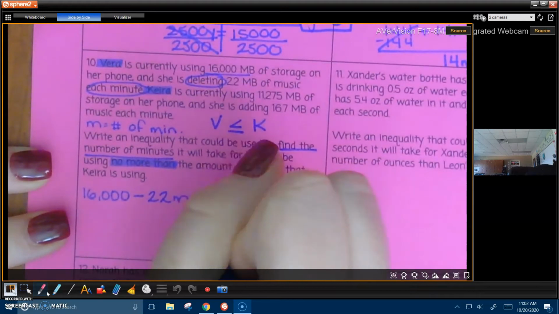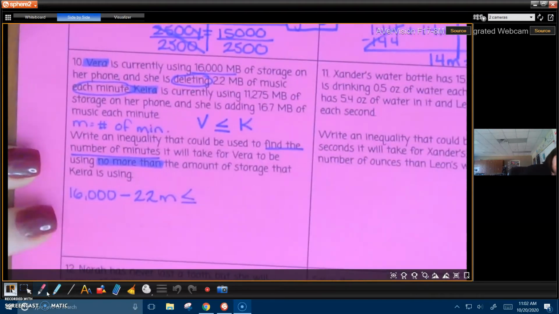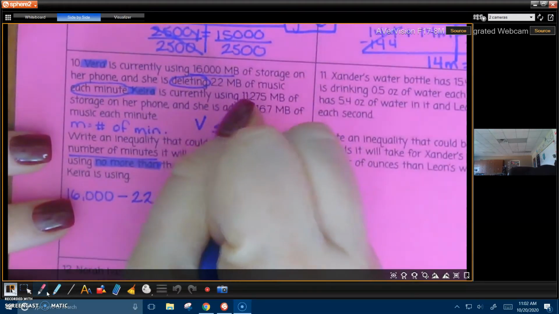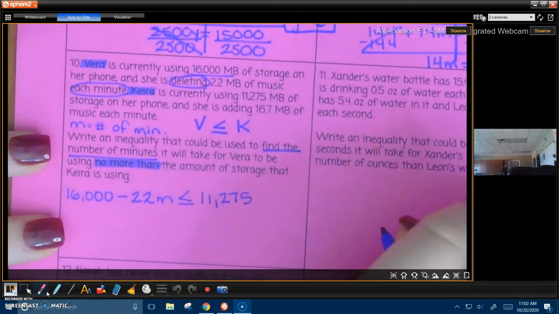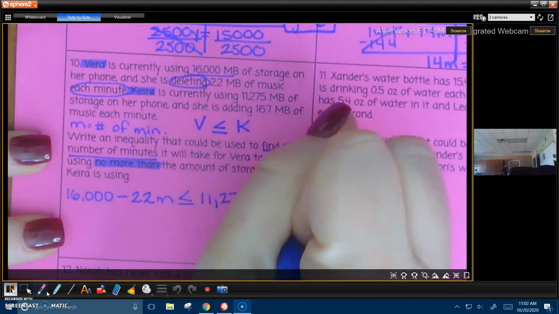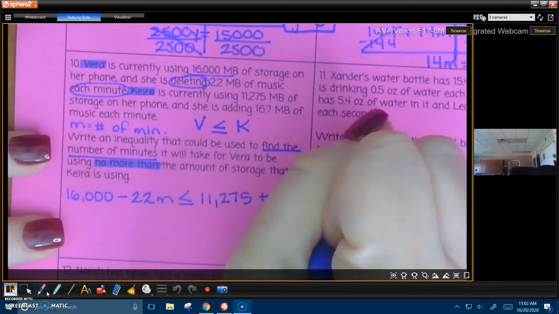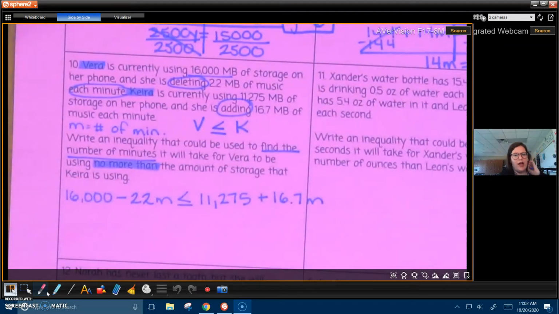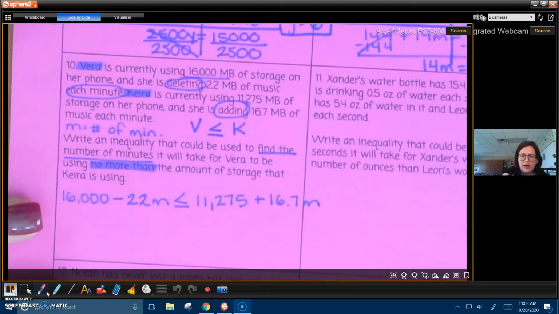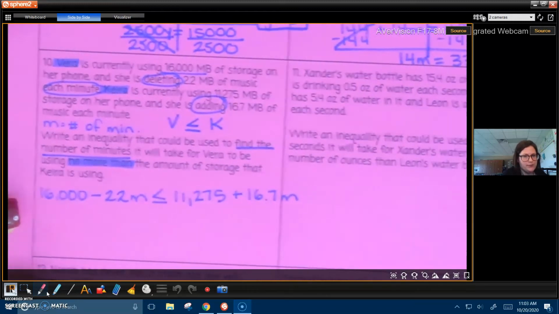We know that we're looking for when this is going to be less than or equal to Kira, which is 11,275 megabytes, and she's adding 16 and 7/10 each minute. Okay, so now, it actually doesn't say we're going to solve, so we just needed to write what was being represented in the word problem. So we do not need to solve this one, but we could if we wanted to.